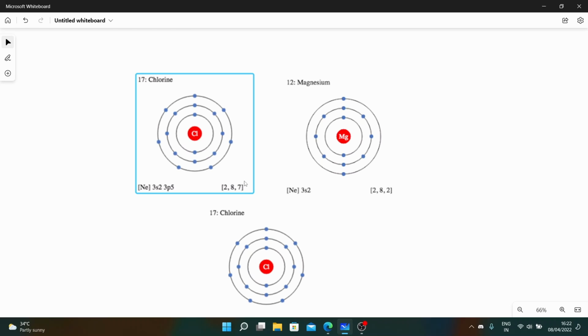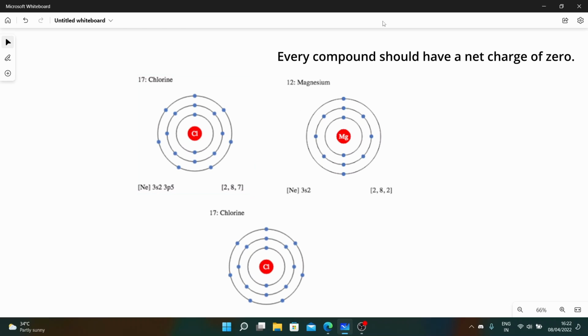And we can also balance the charges. Every compound should have a net charge of 0. Magnesium ion will have a charge of 2 plus. One chlorine ion will have 1 minus, 2 together will have 2 minus. Minus 2 plus 2 is 0. It has a net charge of 0, so we can confirm it that way.